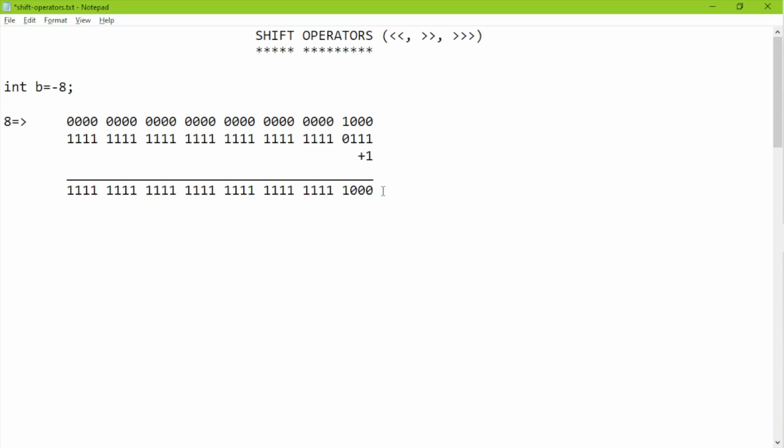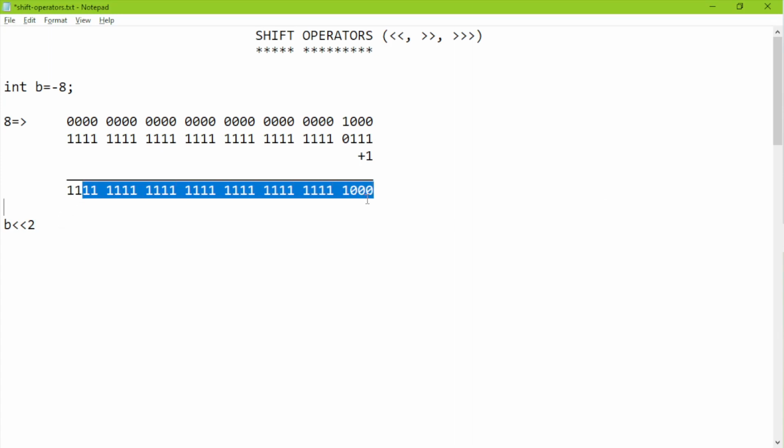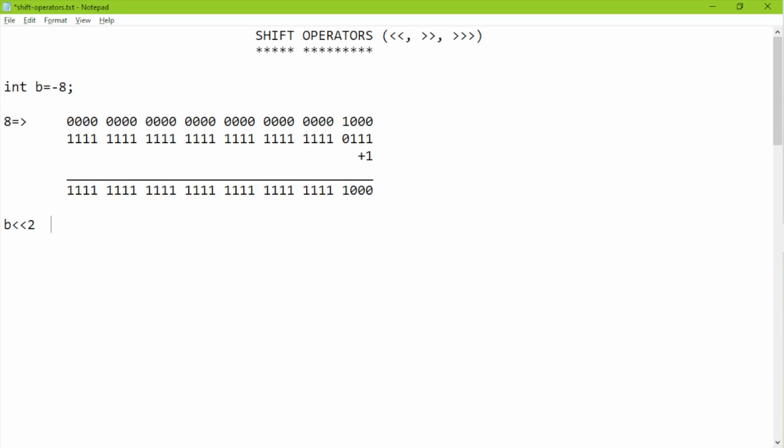Now we have to apply the left shift, that is, left shift -8 by 2 bits. Left shift means the left side 2 bits will get truncated, so we can copy this. The left side 2 bits got truncated and 2 zeros we will add on the right side. This is the left shifted -8, so -8 got shifted left by 2 bits.